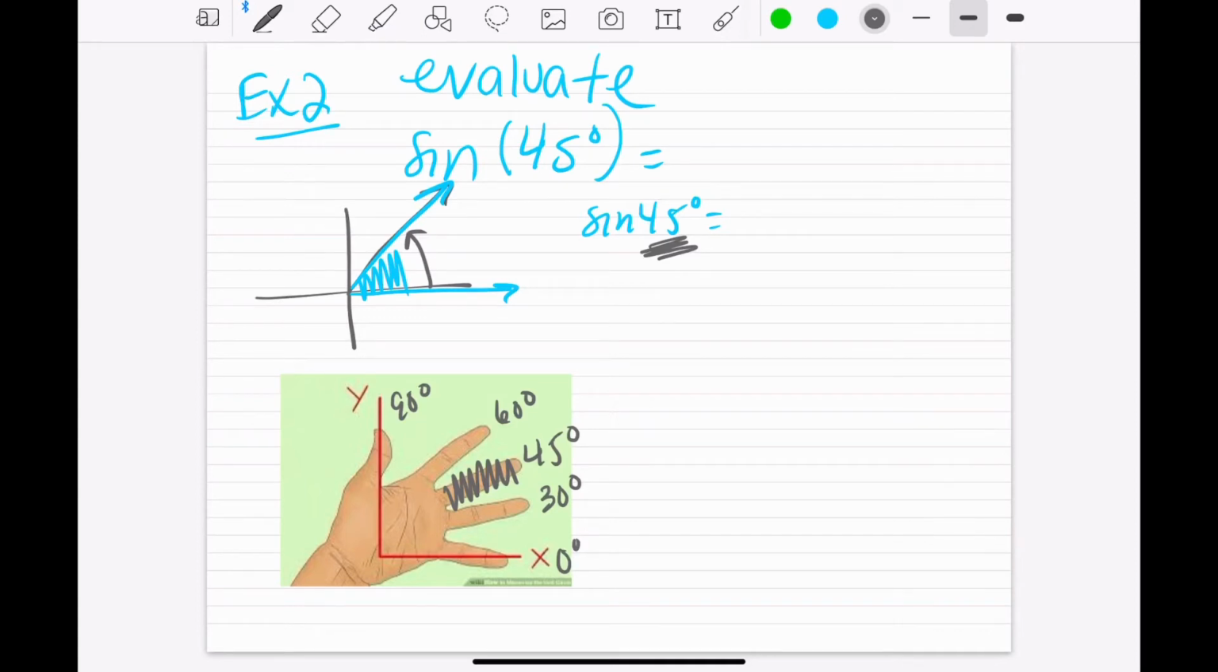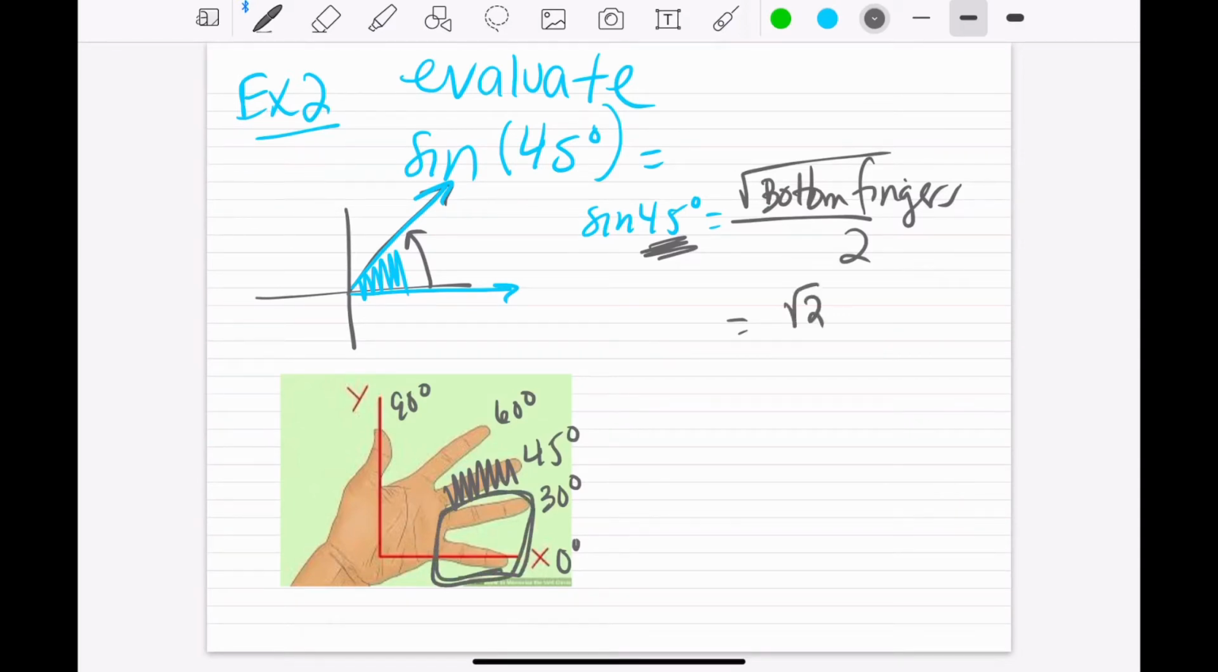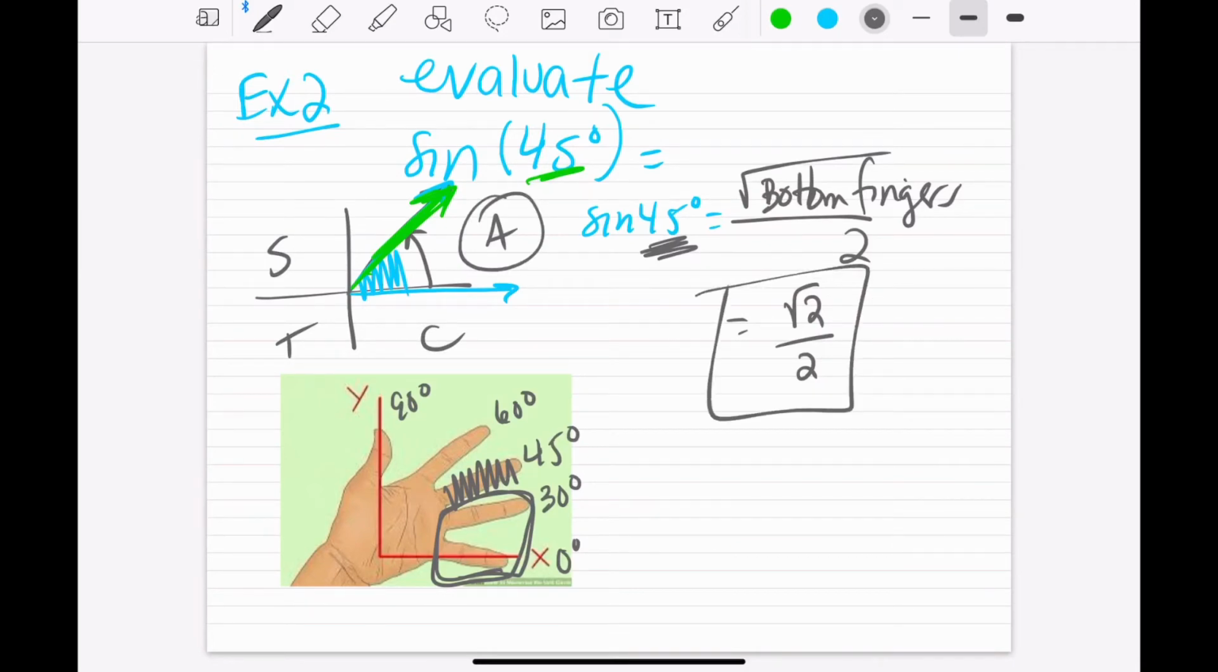I need you guys to memorize that sine of theta is the square root of bottom fingers over 2. Now, if you have your middle finger pulled back, square root of bottom fingers: there are 2 fingers below your middle finger, so it's going to be the square root of 2 over 2. Square root of 2 is not a perfect square, so you leave it like that. Now, one more thing. Let's figure out if our sine is positive or negative. Keep in mind that the 45 degrees is in the first quadrant. If you use your acronym, all students take calculus, all trig functions are positive in the first quadrant, so our final answer is positive.